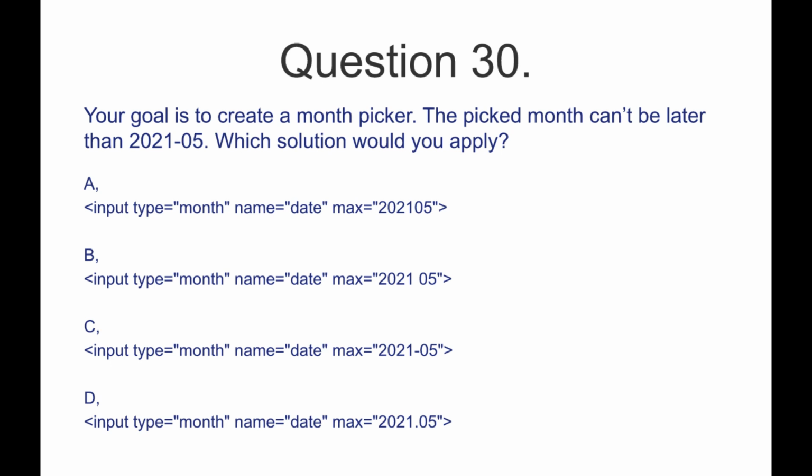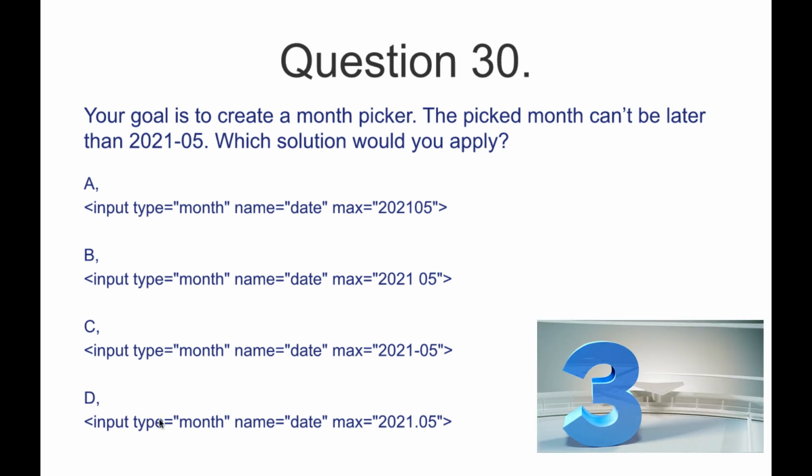The name is date, and we're setting a max with 2021 space 05. Option number C, type as well is month. Name is date. Max is equal to 2021-5. And then option D, with type of month, name of date, and we're setting the max of 2021.5. So what is the proper syntax for max if we're looking to have a month that can't be later than 2021-5?